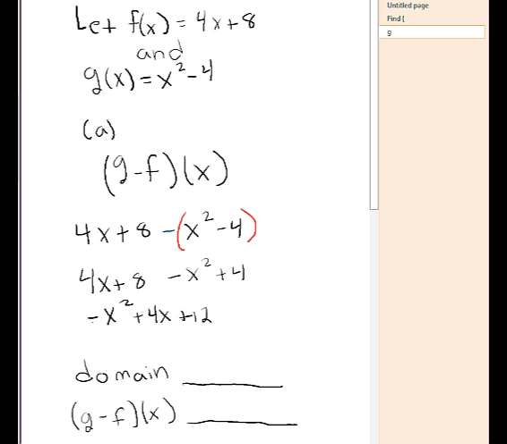Now, we don't want this negative here, so we're going to divide everything there by negative 1 to get rid of the negative. And our answer is going to end up being one of our answers, not all the answers, x squared minus 4x minus 12. And the domain is going to be negative infinity, comma, positive infinity.